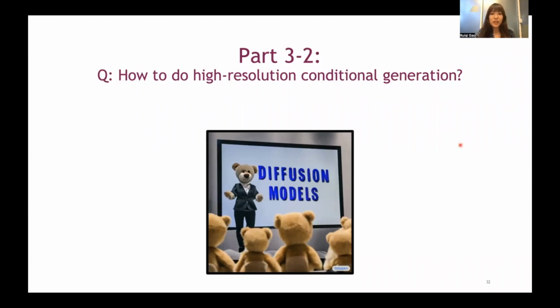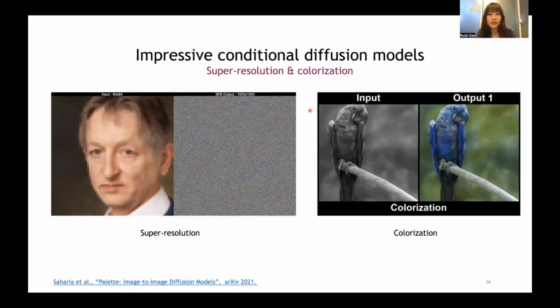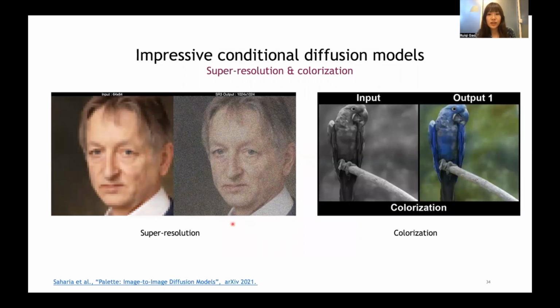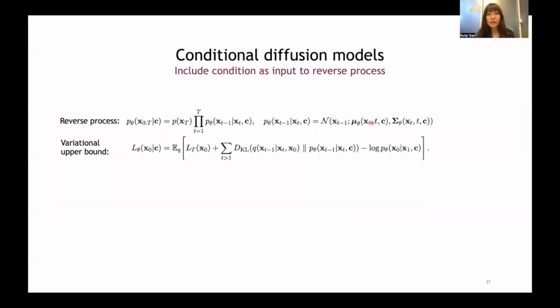Okay, so the second question we want to answer is how to do high resolution, optionally conditional generation using diffusion models. In the past 2 years, we have seen many impressive conditional generation results using diffusion models. For example, DALL-E 2 and Imagen use diffusion models to do high resolution text to image generation. Other examples include using conditional diffusion models for super-resolution or colorization. And panorama generation is another example where we take a small size input but generate a panorama. So how can we do that?